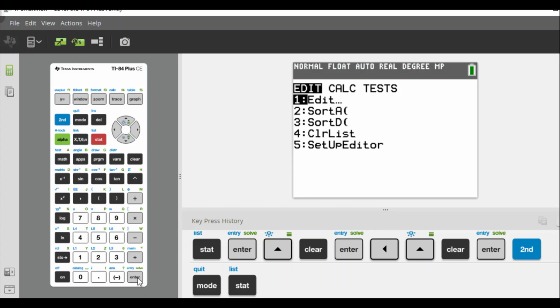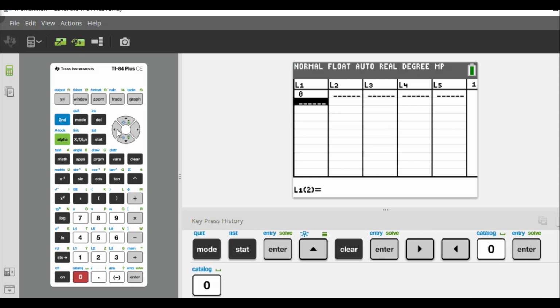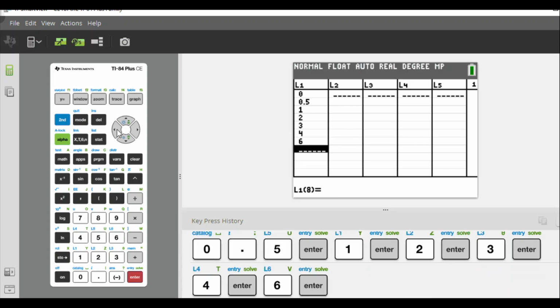So it's enter. If in this case your columns are empty, fantastic. If they're not empty, bring your cursor up to the top and hit clear, not delete, clear, and hit enter. It should clear out the entire column. All right, so ours are okay. So we'll enter in the X values we had, which were the amount of hours. First one was 0, and then 0.5, then 1, 2, 3, 4, and 6. That was from the table we had.